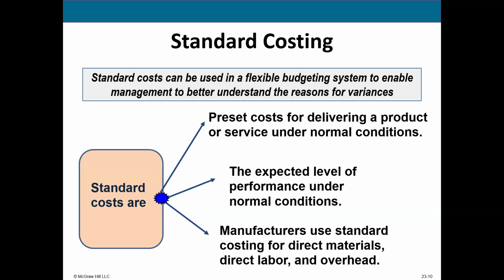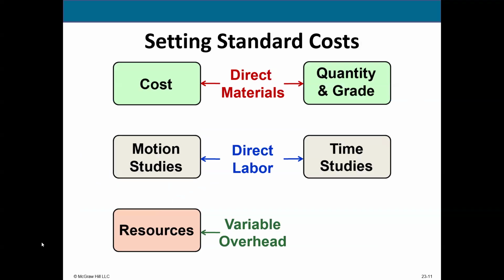So these are my standards, right? The way to think about standard costs is that it's what we normally pay. It's our budgeted amount. And we do this for direct materials, direct labor, and variable factory overhead. So let's take a look at each of these areas so we can have a better understanding of what's going on.